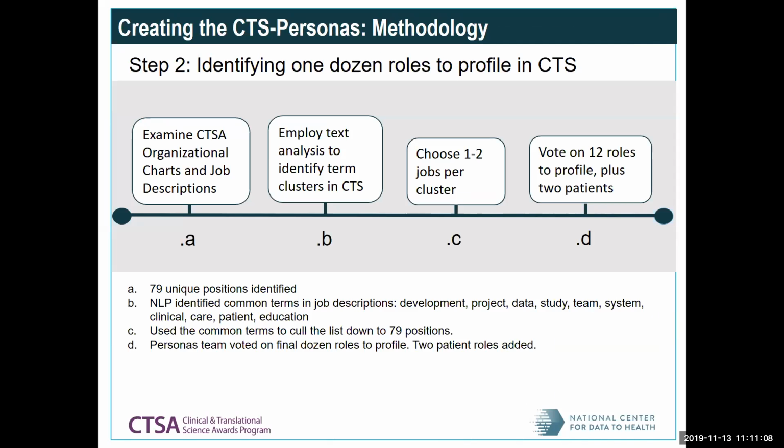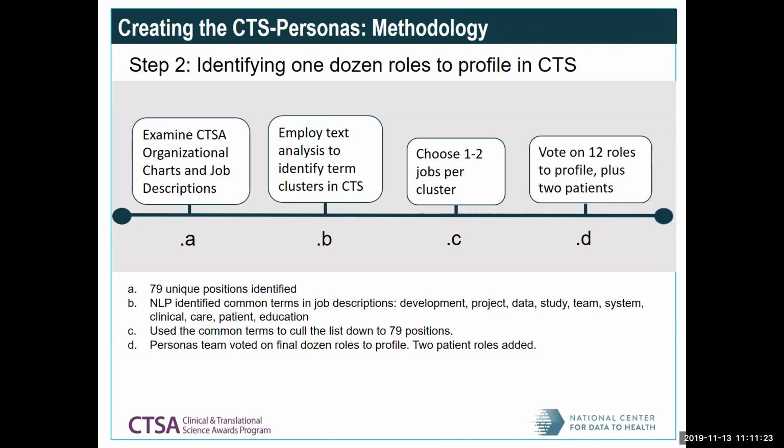So the next step in our process was to choose the dozen CTS jobs that we would have the bandwidth to profile within the 6-month time frame of the project. So we took a very stepwise approach to identifying and selecting roles, as you can see outlined in this slide.